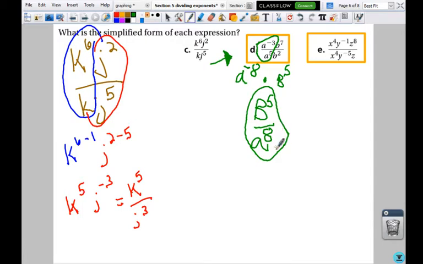Alright, if you haven't yet, start on part E. So it has to be top and bottom. How did you get that?